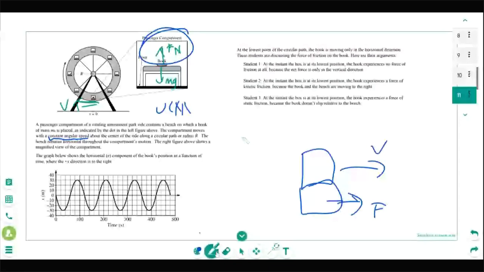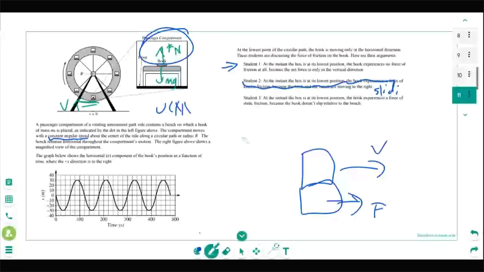Student 2, I don't like student 2 in here. I don't like student 2 because if it was kinetic friction, the book would have to be sliding on the bench. And that is not what's happening here, right? Nowhere in this question does it say the book is sliding back and forth in here. So student 2, I don't like because of sliding.